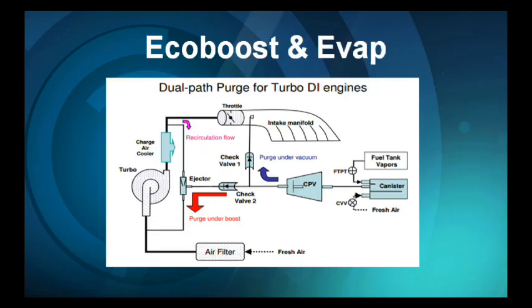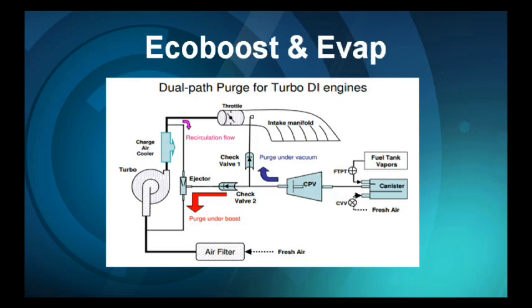Also, on an EcoBoost engine, we have to realize that if we have a positive pressure in the intake manifold and the computer's commanding a purge of the evap system, there could be some danger as far as pressurizing the fuel tank, especially when we know that we may end up with a fuel mixture that's close to perfection or stoichiometric. That could be really dangerous. So Ford on the EcoBoost engine is using a special dual path purge for the turbo system.